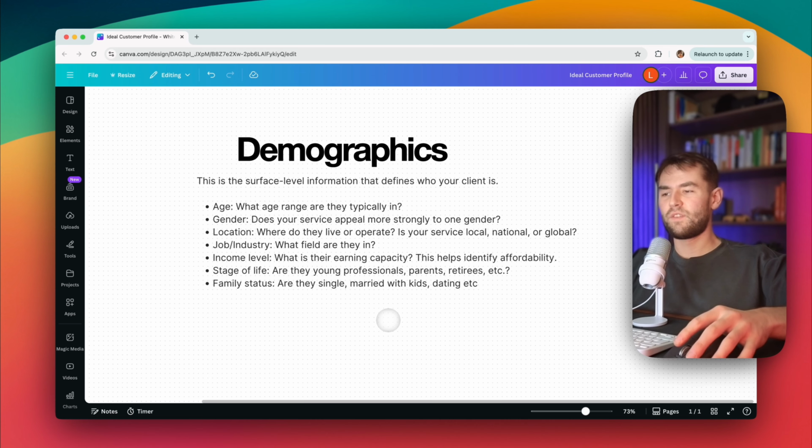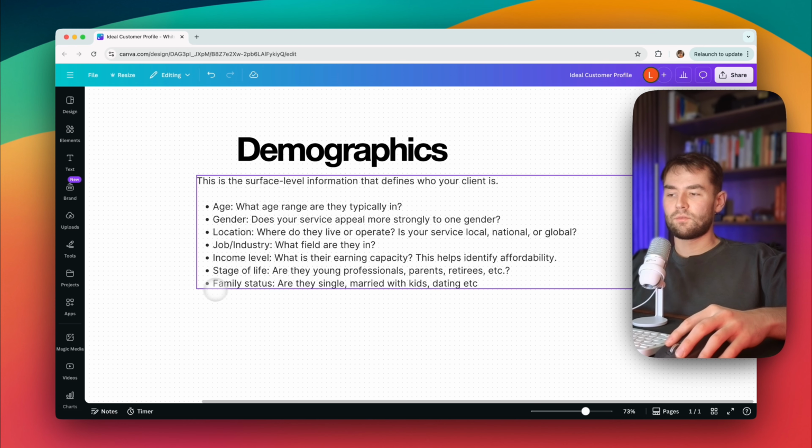What stage of life are they in? So are they young professionals? Are they parents? Are they retired? Anything like that. And what's their sort of family status? Are they single? Are they married with children? Are they dating? Are they kids?